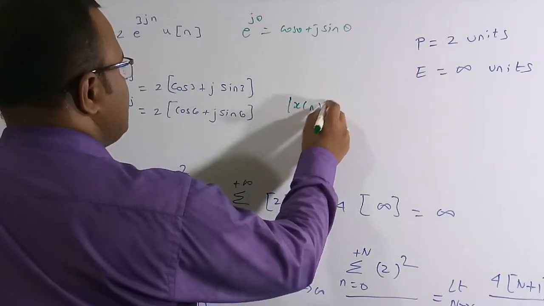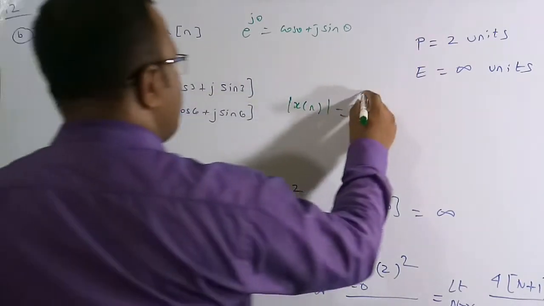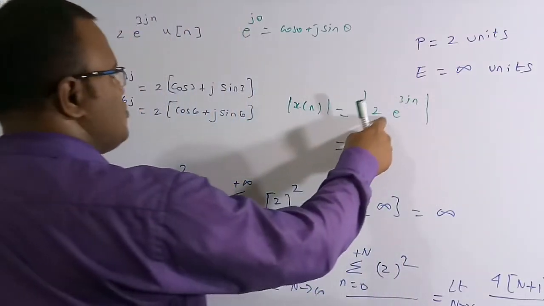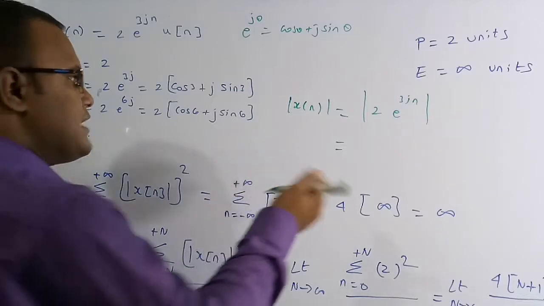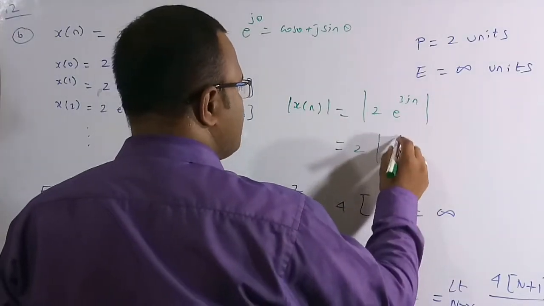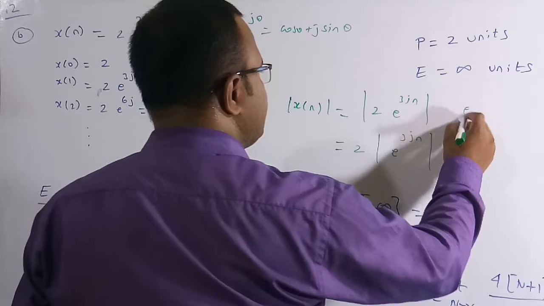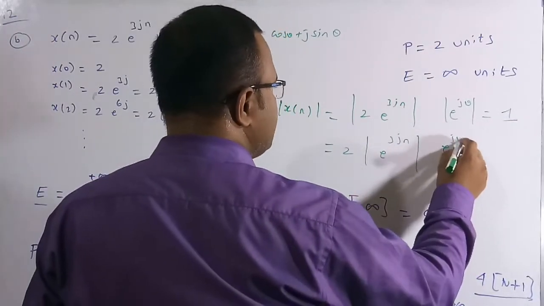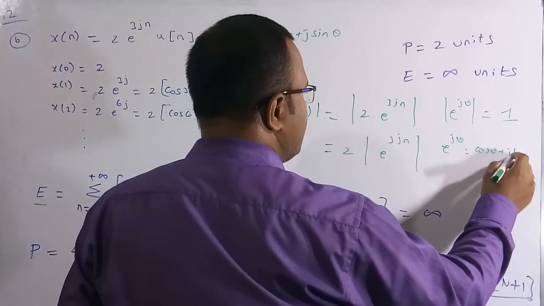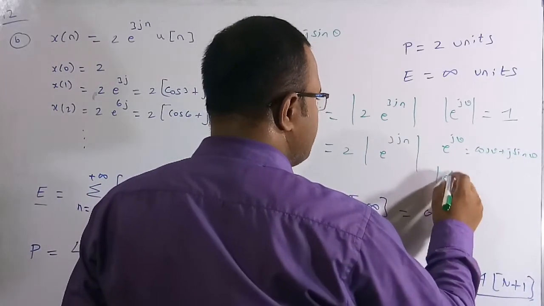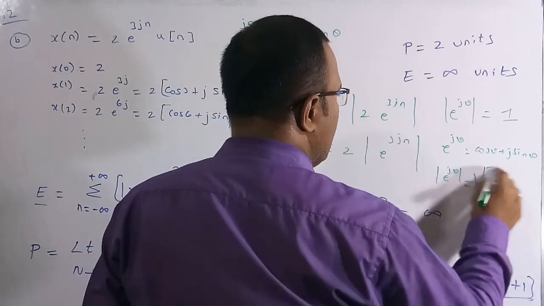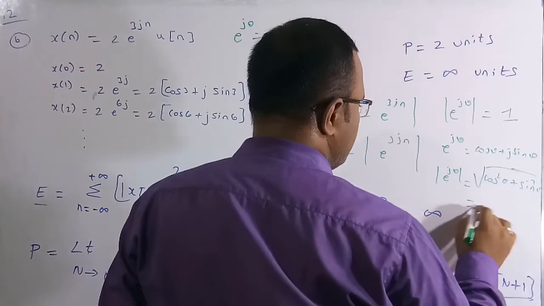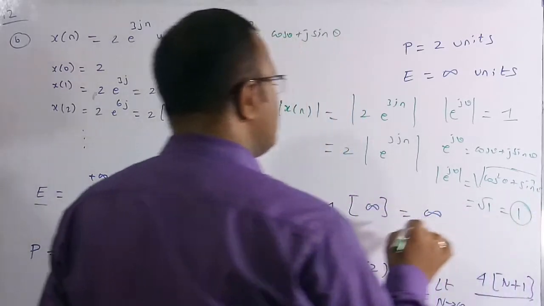The magnitude of x of n is the magnitude of 2 into e to the power of 3j n. But here, 2 is a scalar quantity, so it can come outside: 2 mod of e to the power of 3j n. The magnitude of e to the power of j theta is equal to 1, because e to the power of j theta is equal to cos theta plus j sin theta. If you want to know the magnitude, it is root over cos square theta plus sin square theta. Cos square plus sin square is nothing but 1, so root over 1 is equal to 1. The magnitude value is equal to 1.